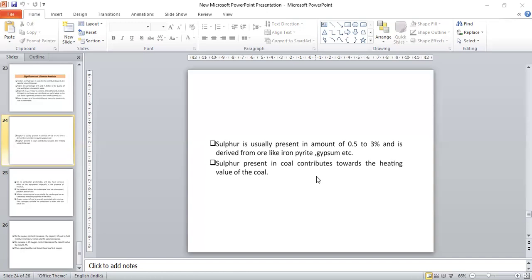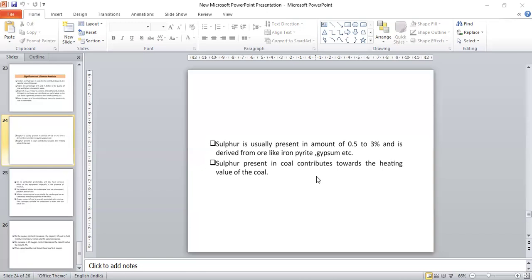Now, the second one is the ultimate analysis. This ultimate analysis is elemental analysis. We also call it a qualitative analysis of coal, because this analysis involves the determination of carbon, hydrogen, oxygen, nitrogen, and sulfur, which is also called elemental analysis. This ultimate analysis is essential for calculating heat balances in any process for which coal is employed as a fuel.